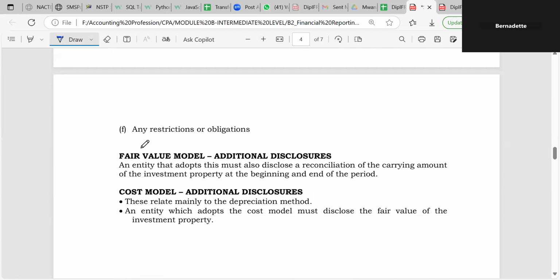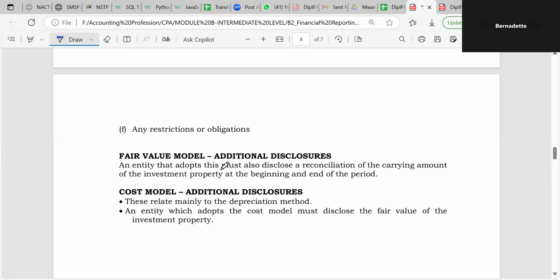And the last point now on these disclosures, the ratio of fair value and cost model. If an entity has adopted the fair value model, it must disclose a reconciliation of the carrying amount of the investment property at the beginning and end of the what?